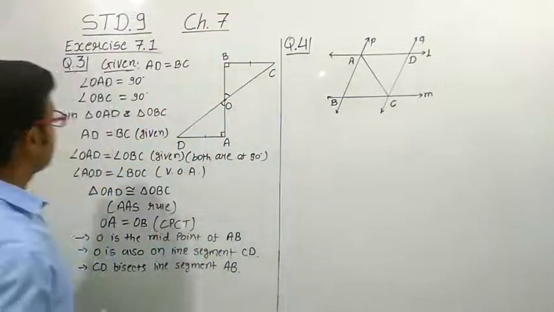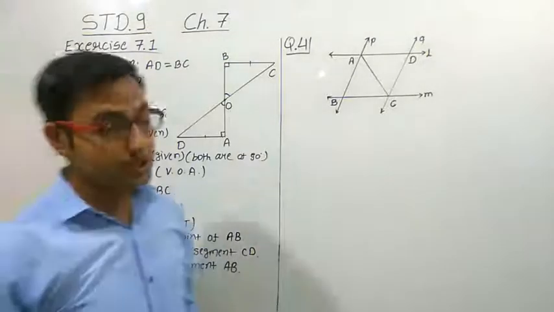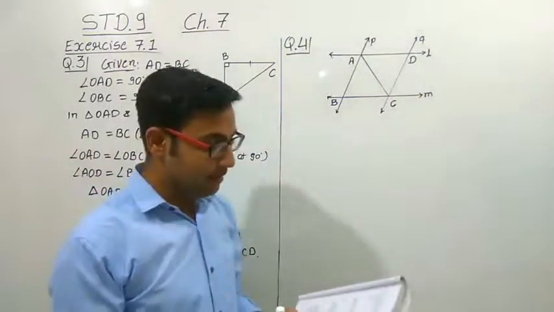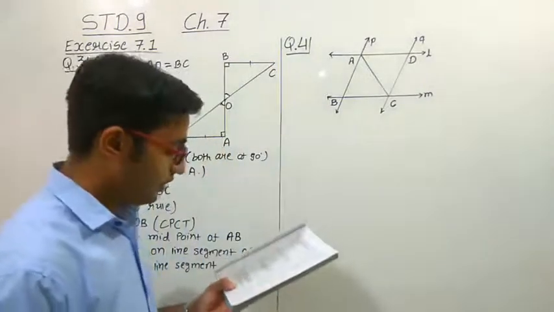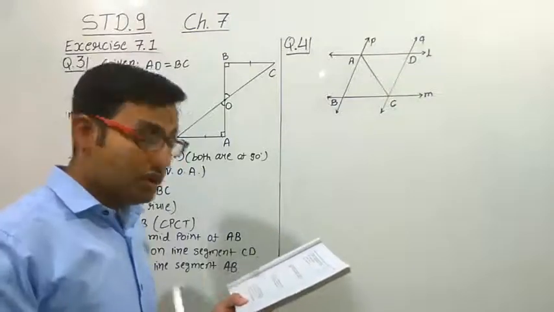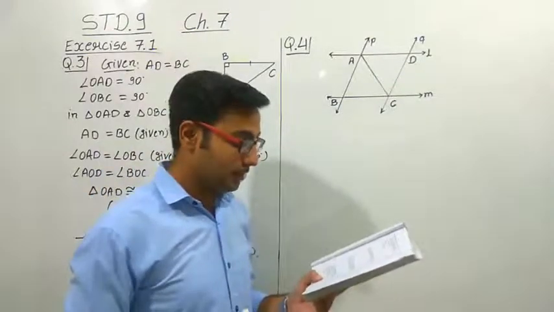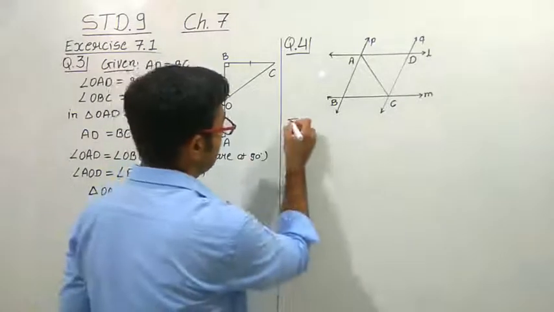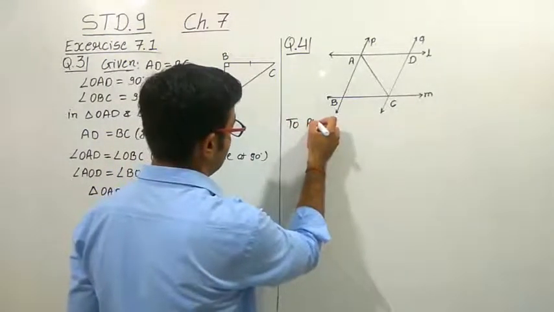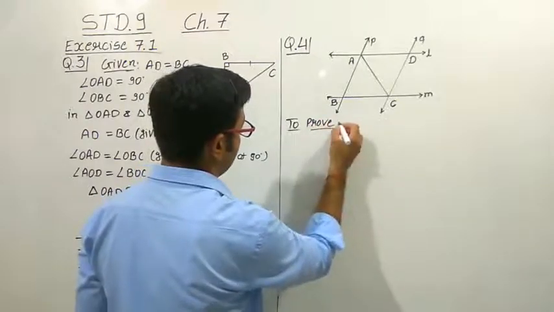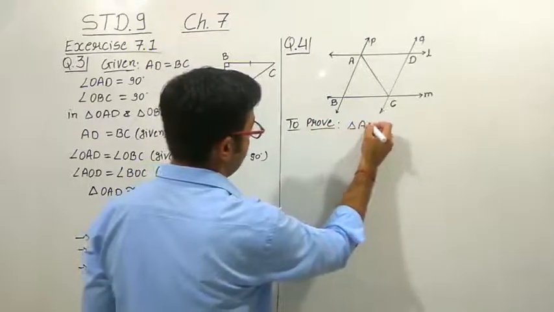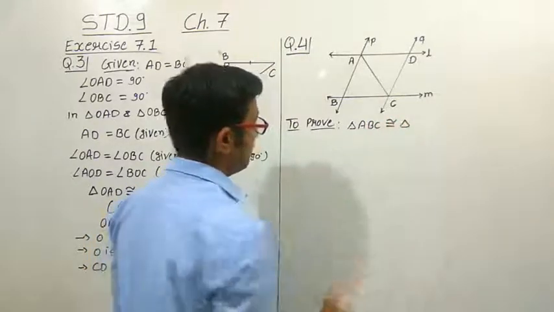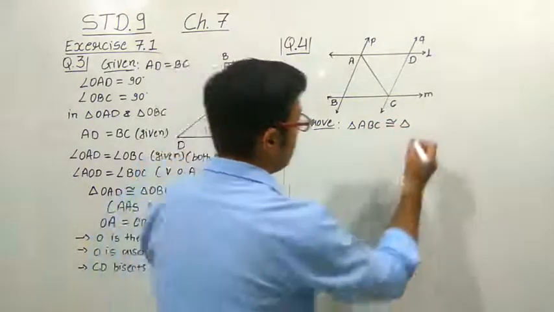Okay. So this is question number 3. Let us study question number 4. The question is: L and M are two parallel lines intersected by another pair of parallel lines P and Q. What we have to prove here is that triangle ABC is congruent to triangle CDA.